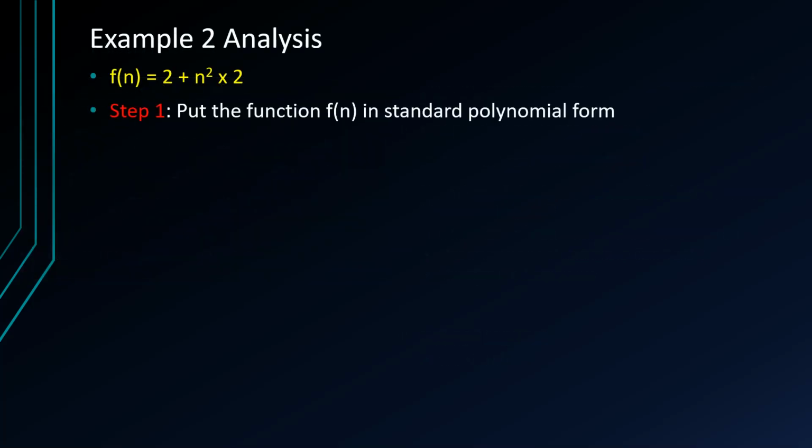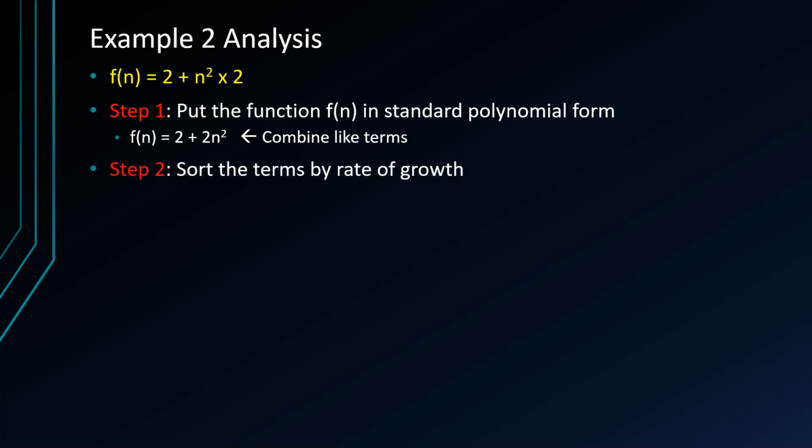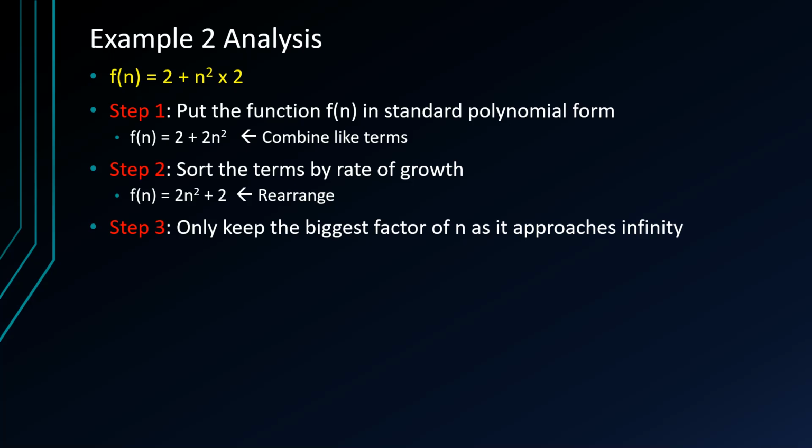Step number 1, put the function f of n in standard polynomial form. This means group our terms and put everything in standard format. So we end up with 2 plus 2n squared. So we combine the like terms. Well, the next step says sort the terms by their rate of growth. Well, in this case, that's the 2n squared needs to come first. So we end up with f of n is equal to 2n squared plus 2. Okay. Now it says only keep the biggest factor of n as it approaches infinity. Well, we only have one factor of n, so we don't have any change here. So we still keep our 2n squared there.